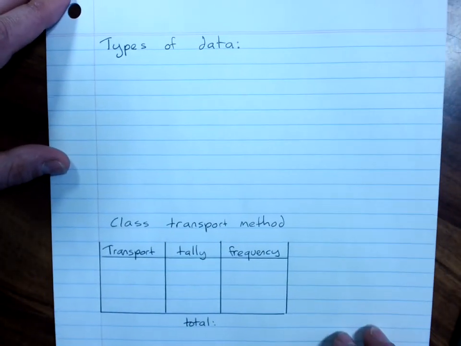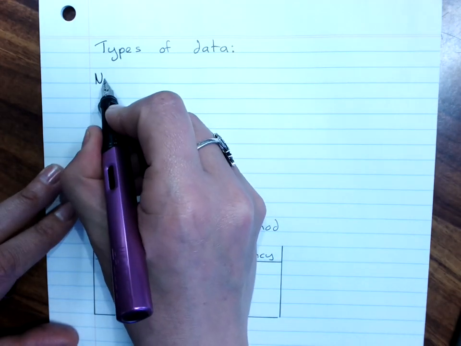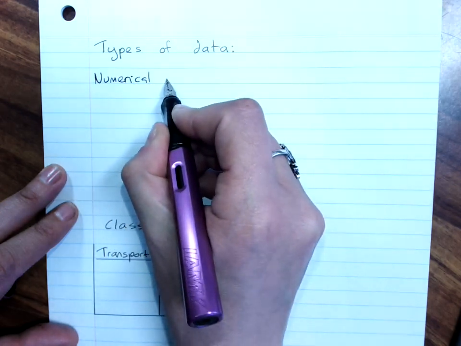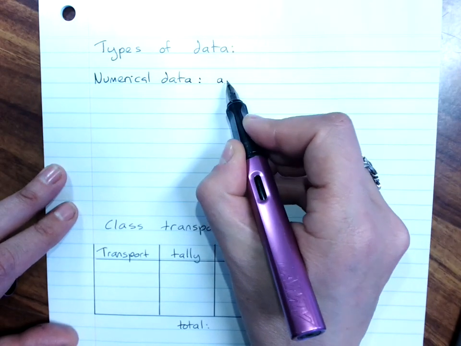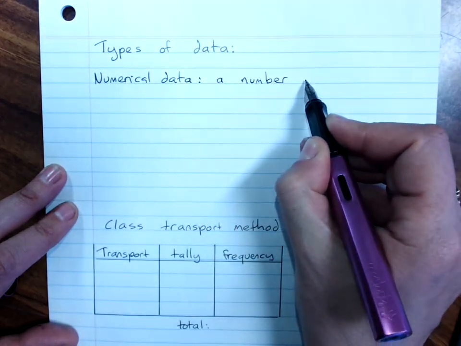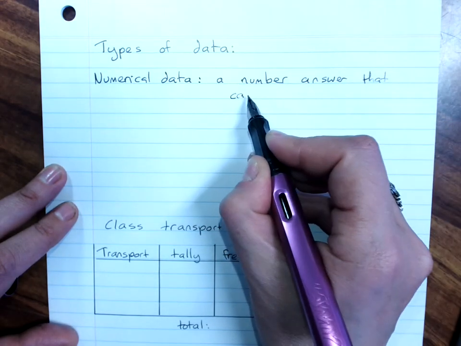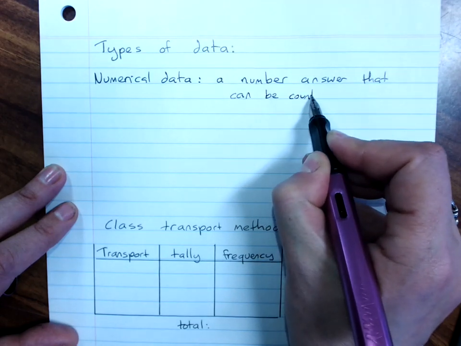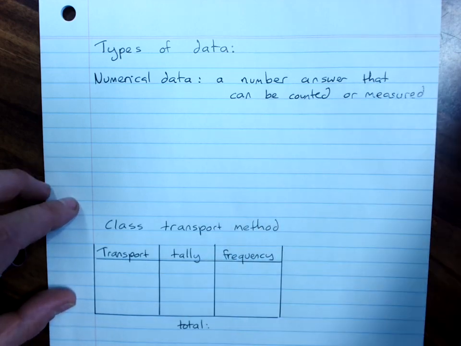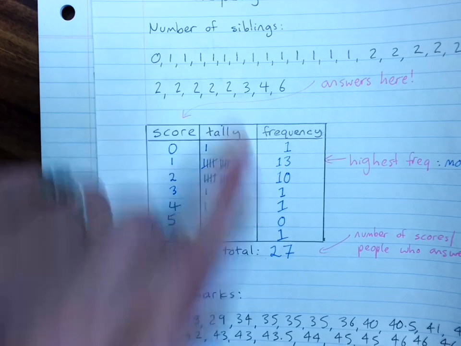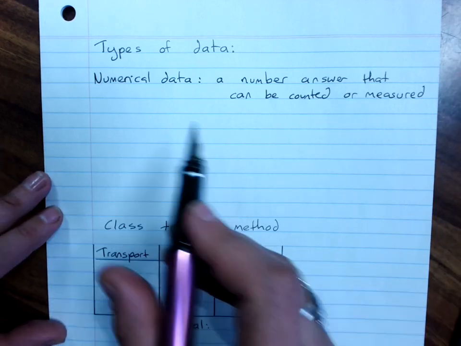Now I do keep talking about number answers and word answers. Numerical data is any time I get a number answer that can be counted or measured. So those two I just did were number answers. When I asked how many siblings have you got, I got a number answer. When I counted up your test marks and measured them, I got a number answer.